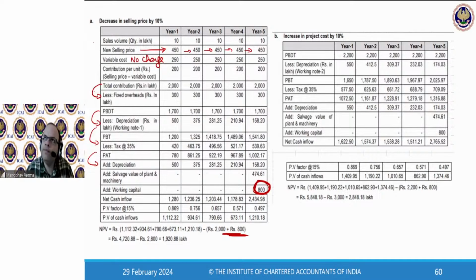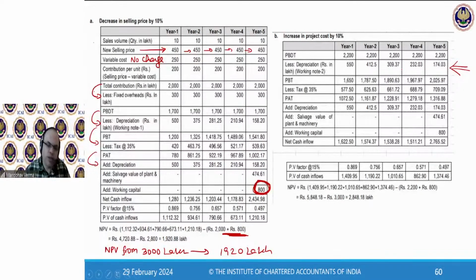So you can see that as soon as I decrease my selling price by 10%, NPV from 3000 lakhs has gone down to 1920 lakhs. Obviously, that's the sensitivity. So the NPV is sensitive to the selling price change. If you're making a change to the project cost by 10%, then also a lot of changes will be required, right? The most important point is if you're changing the project cost and nothing else, my depreciation calculation will go for a toss.